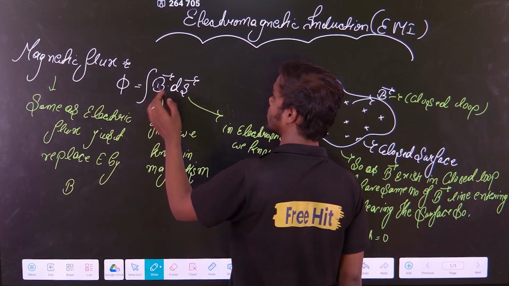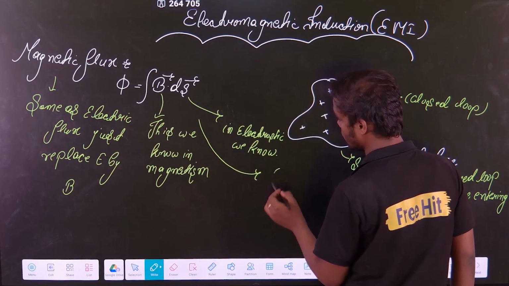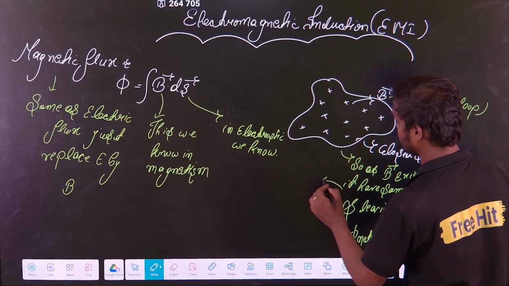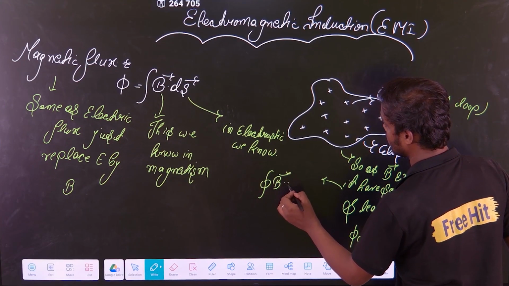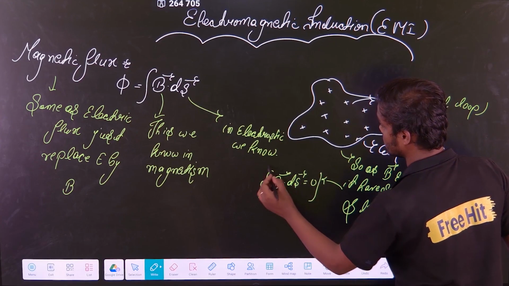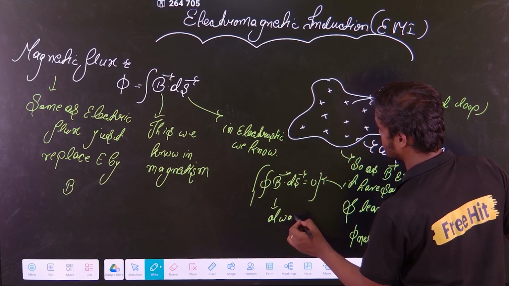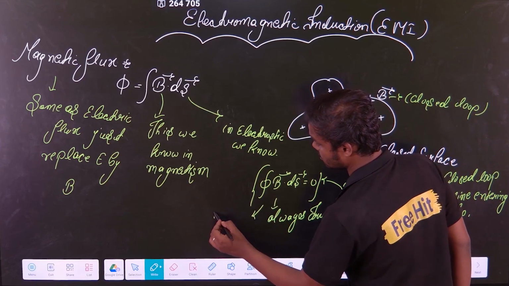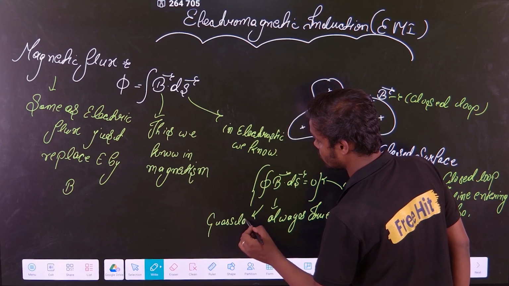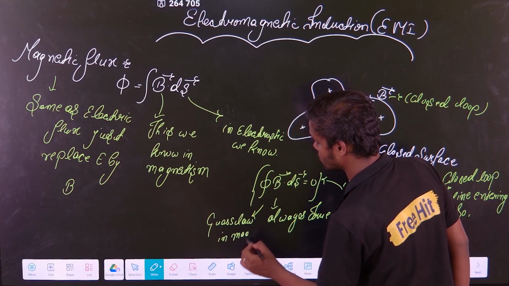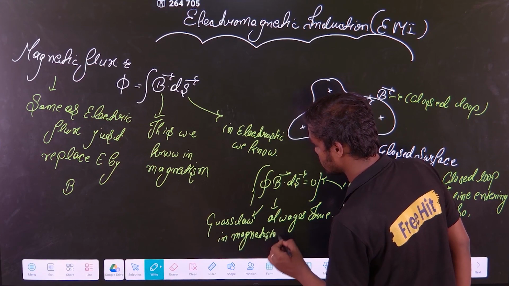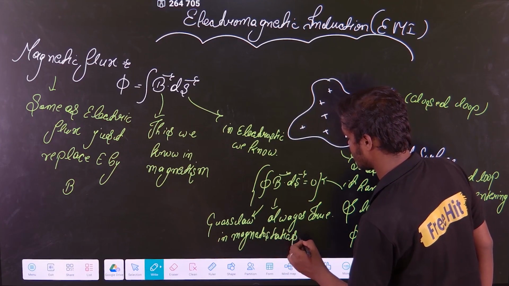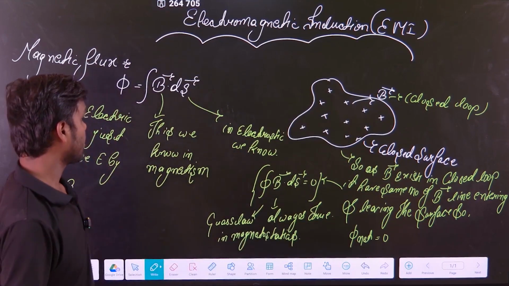So that's why we are not calculating over the closed surface. From here I can say one thing: the closed integration of B dot dS, it doesn't matter, will always be 0. This is always true, and that is called Gauss law in magnetostatics. Gauss law in magnetostatics. So that is the thing.